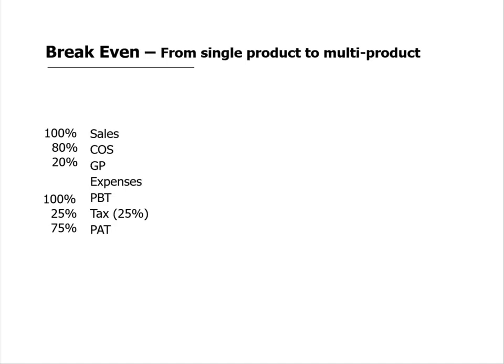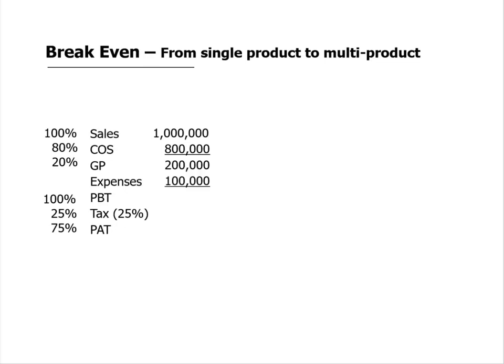So if we put some numbers to this, and we assume that this business does R1 million worth of sales, this 80% cost of sales implies that 80% of the R1 million sales is paid away to the supplier for the raw materials that we use in our product. So this 80% here is 80% of the 100%. And mathematically, R1 million minus 800,000 will give us 200,000, which of course is 20% of the sales.